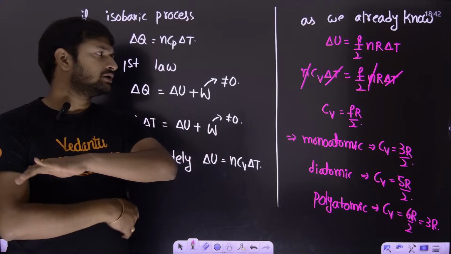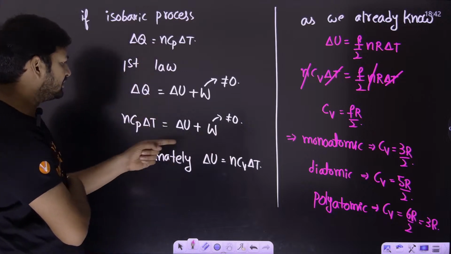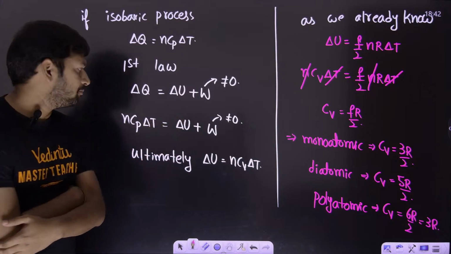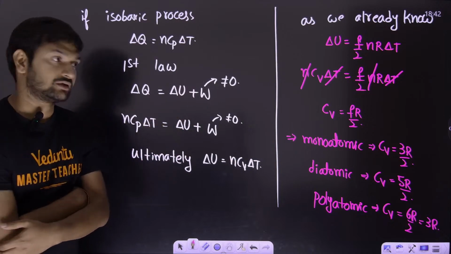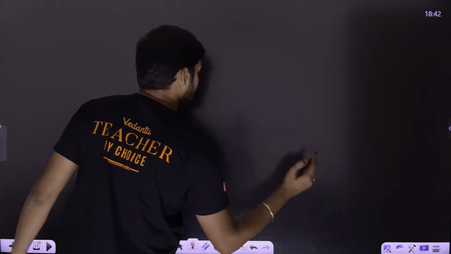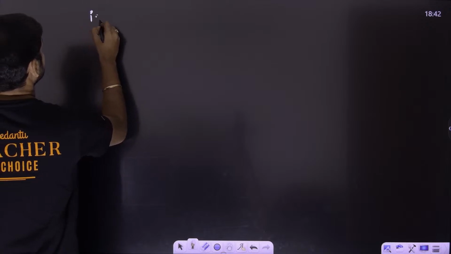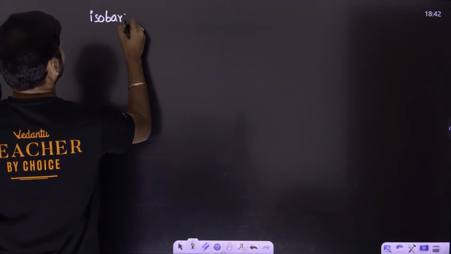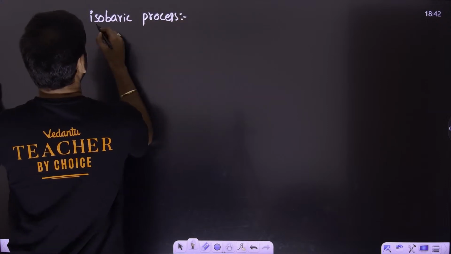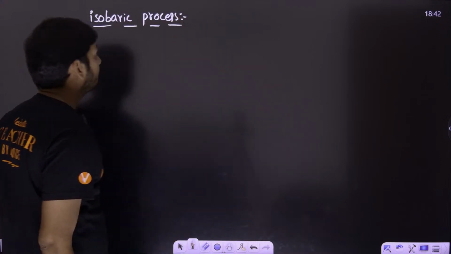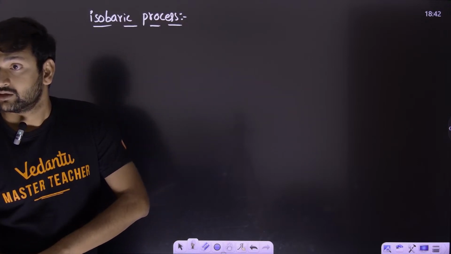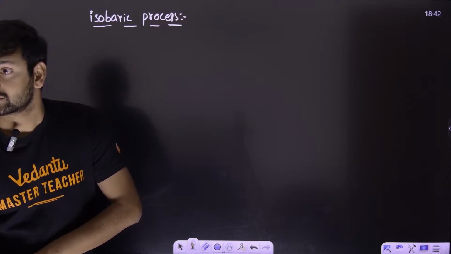As we have come till here, is there a way for me to find the relation between Cp and Cv? Look, when I look at the isobaric process, almost we are done with a certain amount of theory, right? We'll do some questions after this.